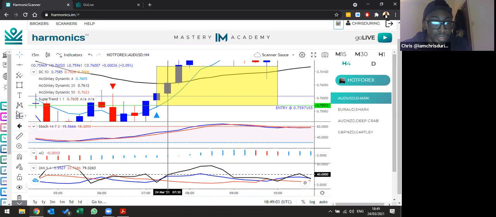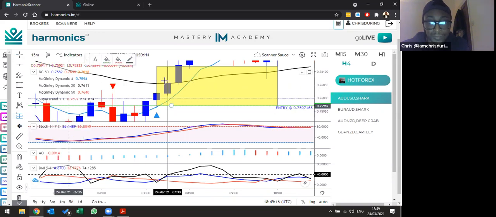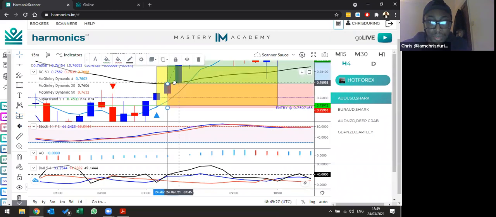And what you want to do is go for your position tool. If you click on the arrow, you've got long position for a buy and short position for a sell. So long position for a buy. What I could do is, let's say we waited for this candle to close. The candle went up, but then it closed down here. I would put my tool there.